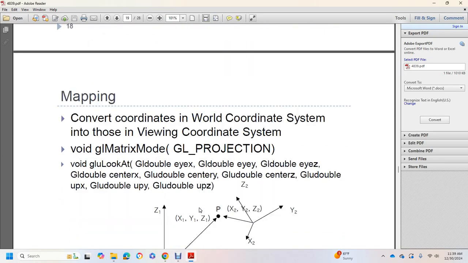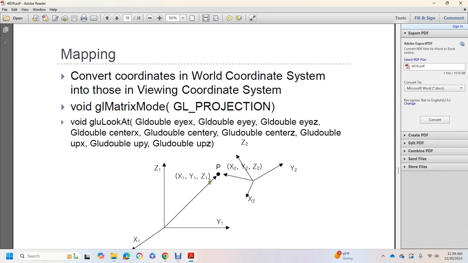axis direction. Mapping converts coordinates of the world coordinate system into the viewing coordinate system. Void graphic library, matrix mode, projection is the command. Then you look at, gluLookAt, with double eyeX, eyeY, eyeZ, double centerX, centerY, centerZ, double upX, double upY, double upZ.